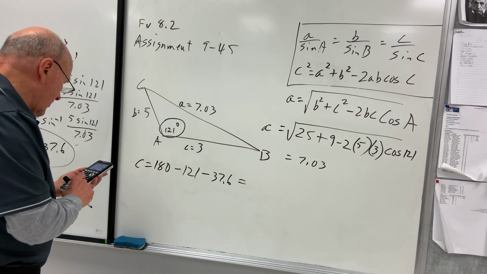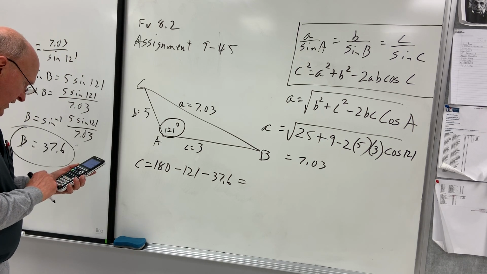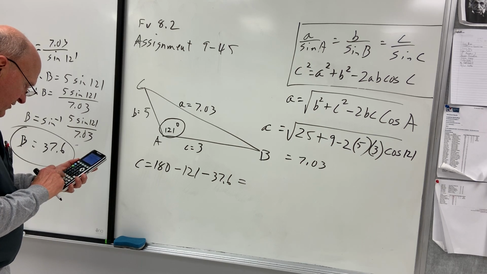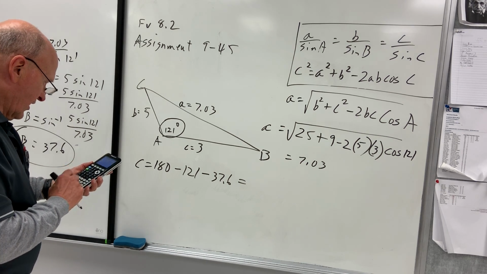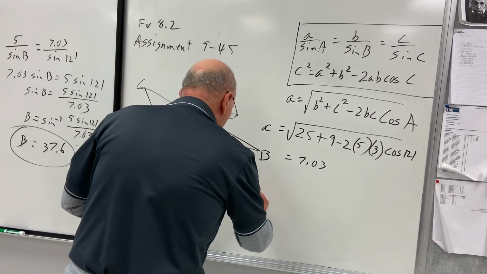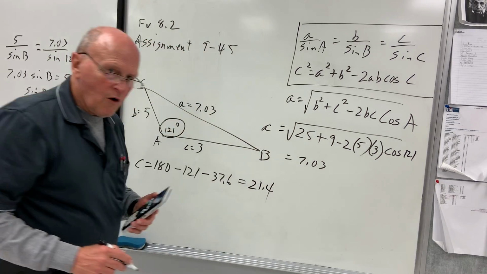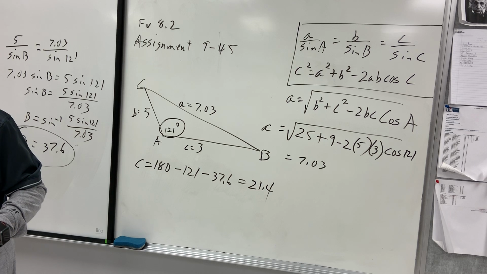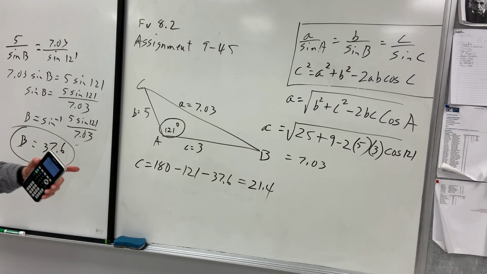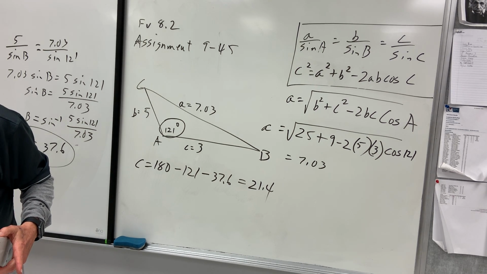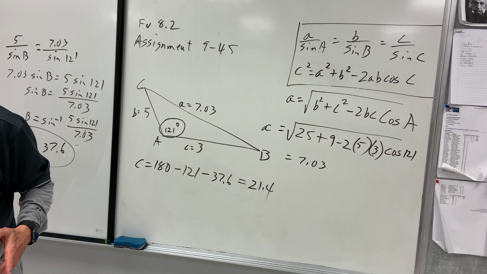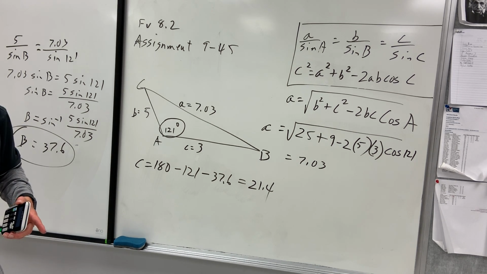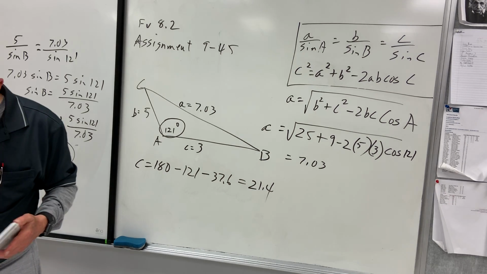We're going to plug that into our calculator. I have 180 minus 121 minus 37.6, and I'm coming up with 21.4. Hopefully I haven't made an arithmetic mistake. I've got a teacher's edition, so let me see what the answer is. That was number 13, wasn't it? They got 21.430. All right, so they're in agreement with us.